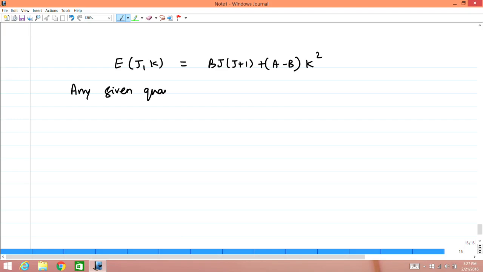So, in summary, what we have to remember is that E_JK is equal to B J(J+1) plus (A minus B) times K squared, and for any given quantum number J, there are J plus 1 levels.